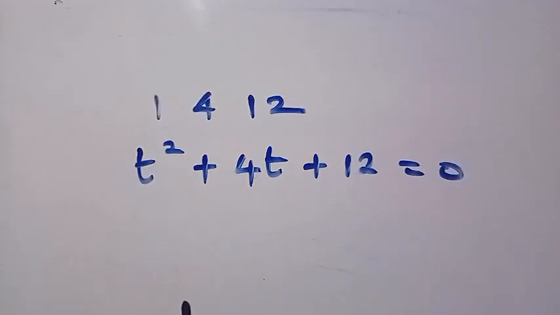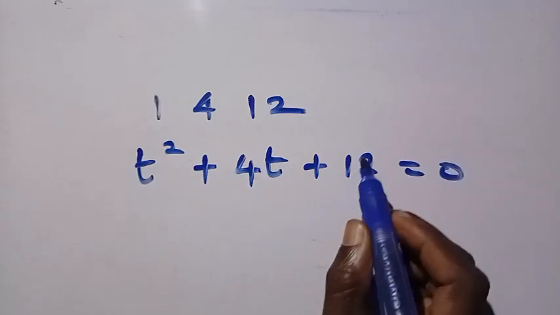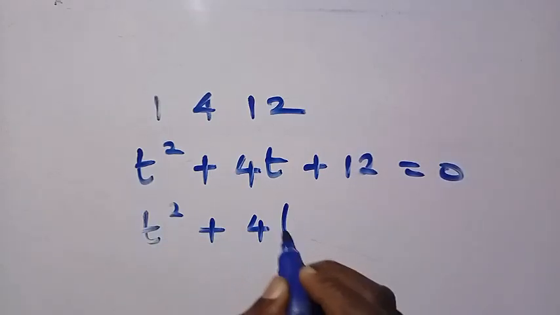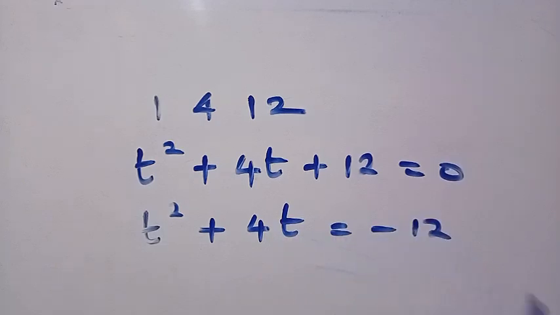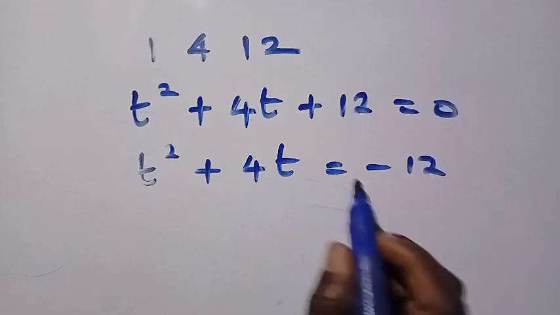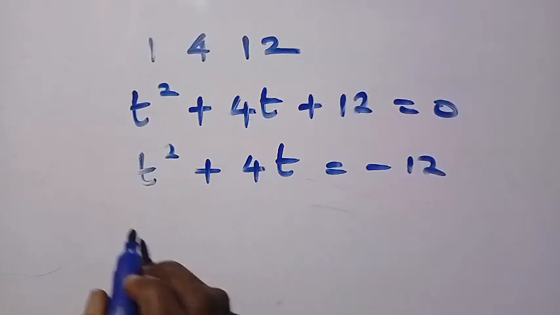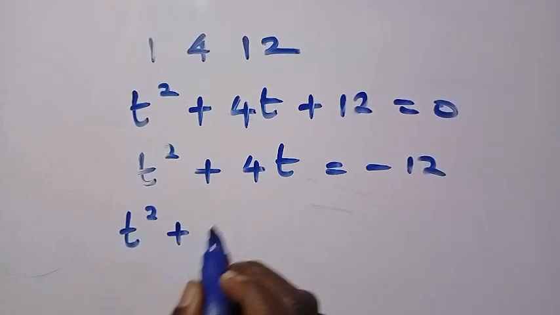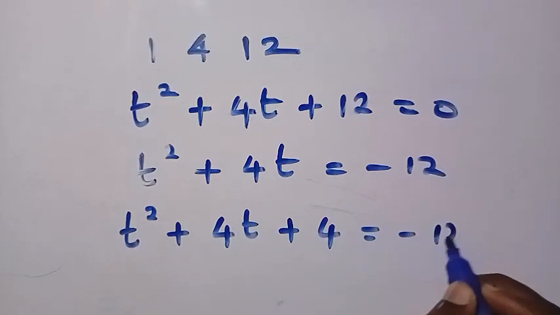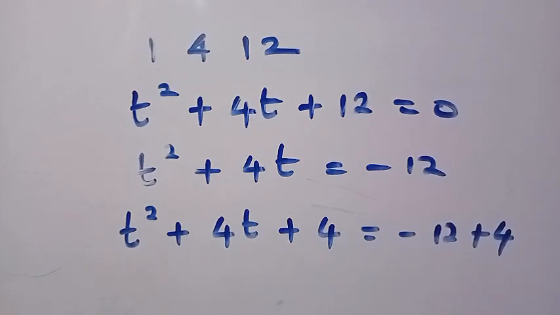Here we have to provide the solution to this quadratic equation. What I do first is transfer 12 to the other side, so we have t squared plus 4t equals minus 12. After transferring 12, let's add 4 to both sides. Adding 4 to both sides, we have t squared plus 4t plus 4 equals minus 12 plus 4.